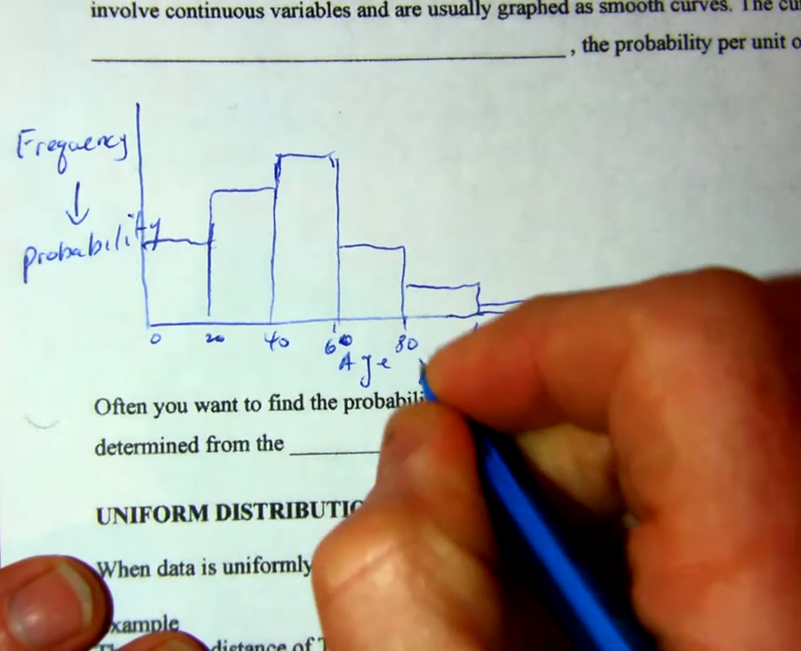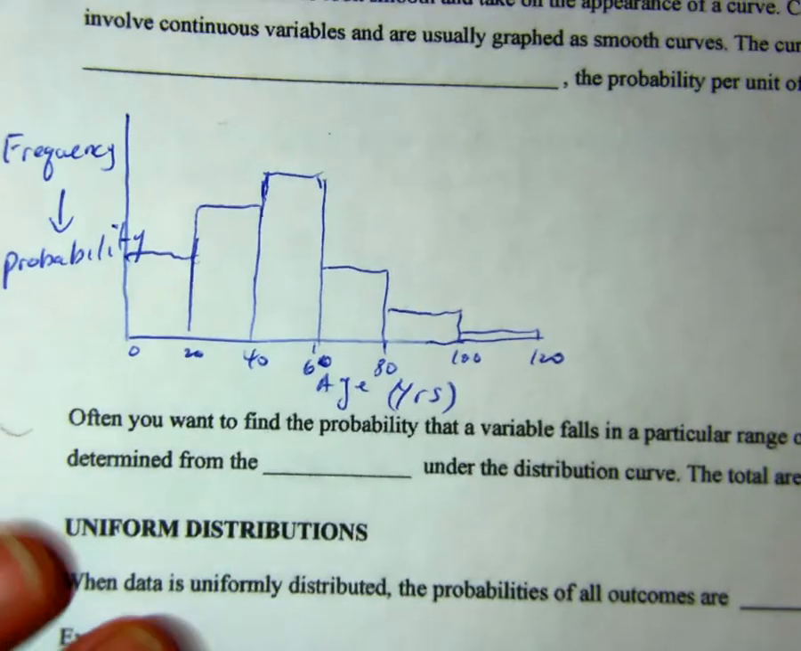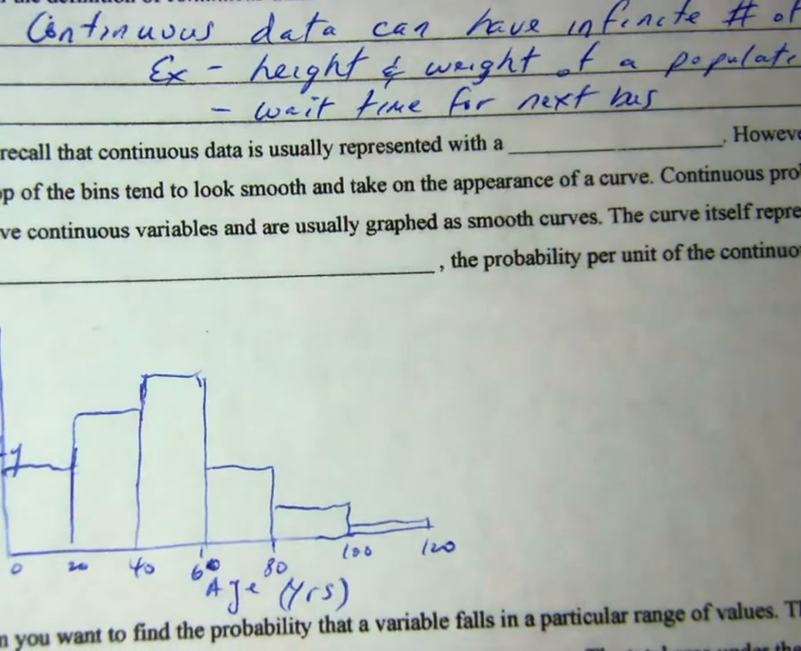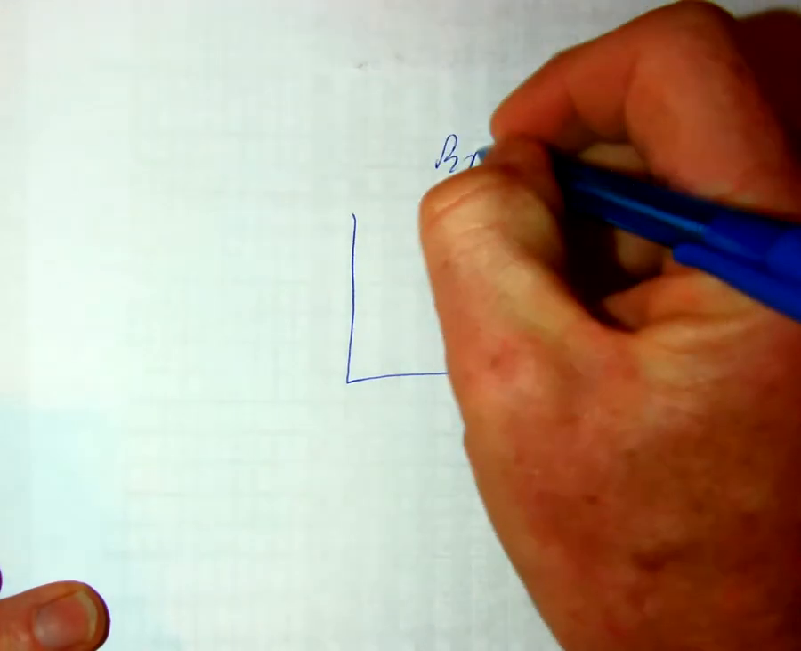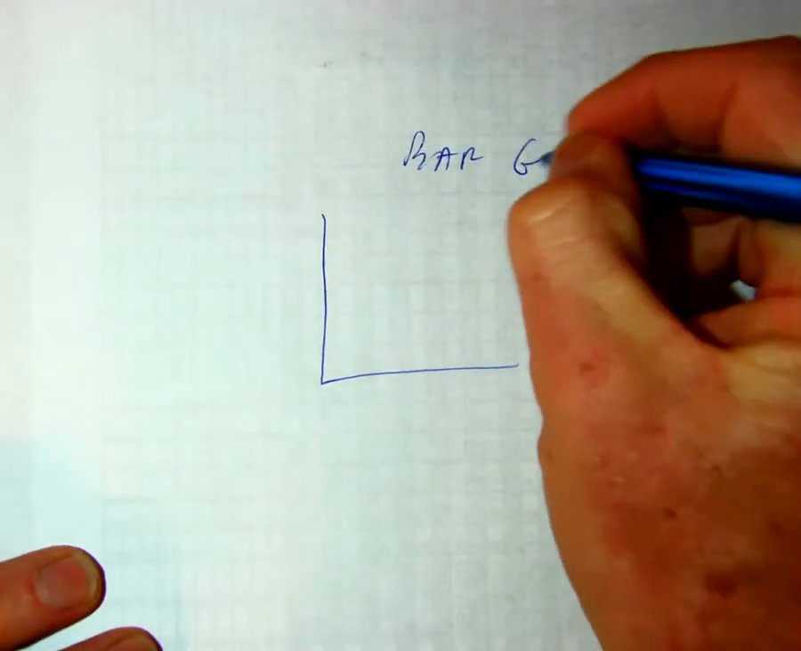And so that's an example. What do we call this type of chart? A bar graph. Not technically, it's not a bar graph. A bar graph is more like this, where you have, this is a bar graph.